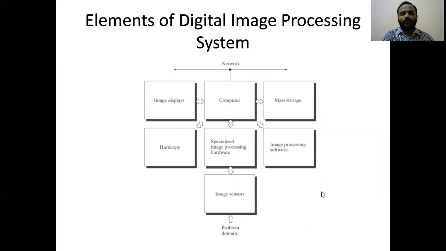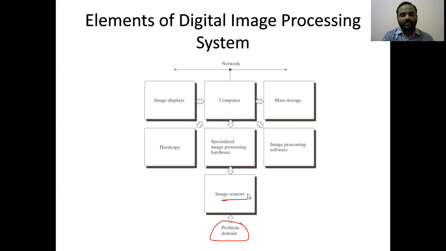Now, the basic elements that are used to develop a digital imaging system are shown on this slide. The first one is the problem domain, that is, whether you are aiming at astronomy, or medical, or a microscopic level. That will decide the problem domain. Based on that problem domain, we will get the sensors.